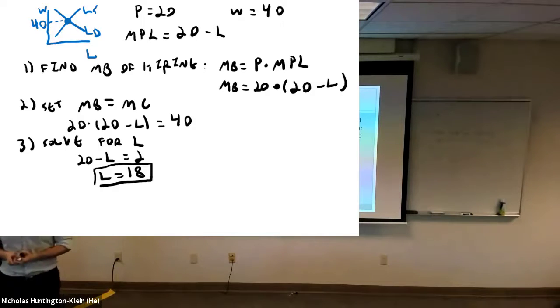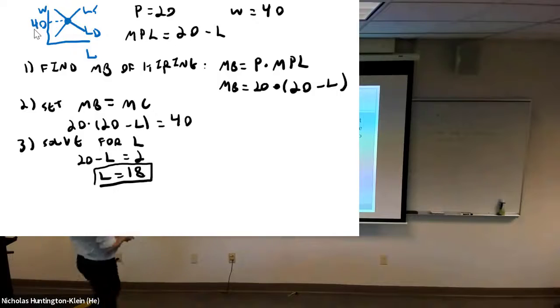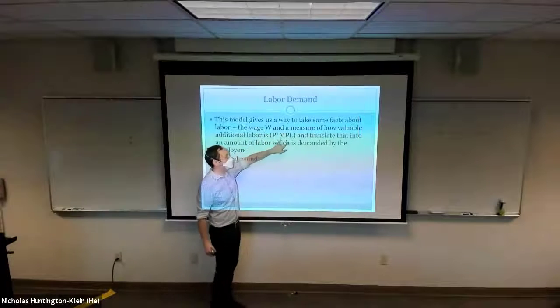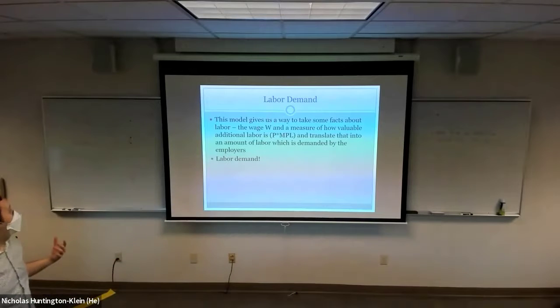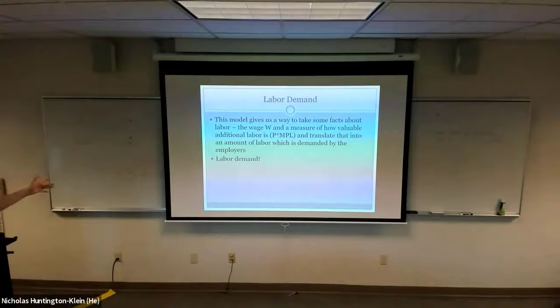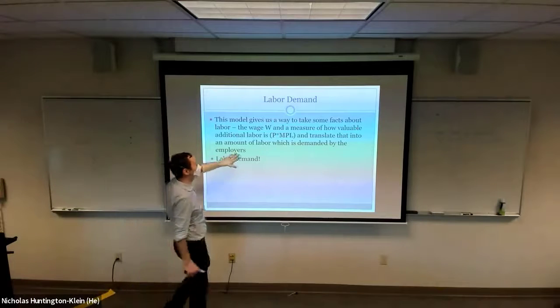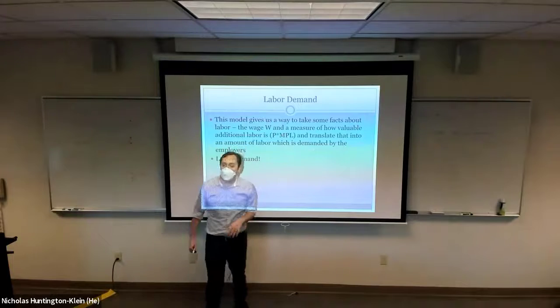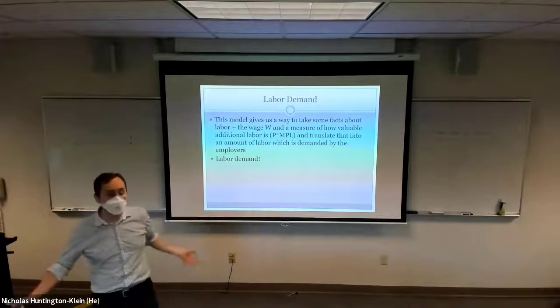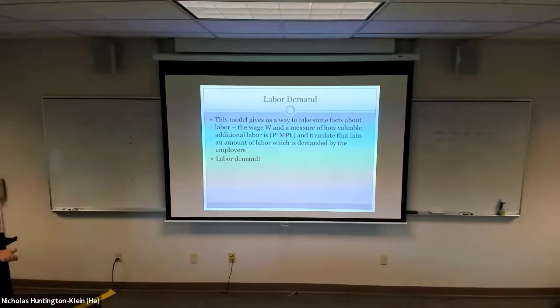So what is this actually doing? When we solve this math problem, what is it doing for us? Well, it's giving us a way to take the wage and compare it to how valuable the labor is that we're hiring. And so we can translate the wage that we are being charged, basically, into an amount of labor that we want to demand. So there's a relationship between price and quantity demanded. In other words, it is a demand curve. This is the demand curve for labor.